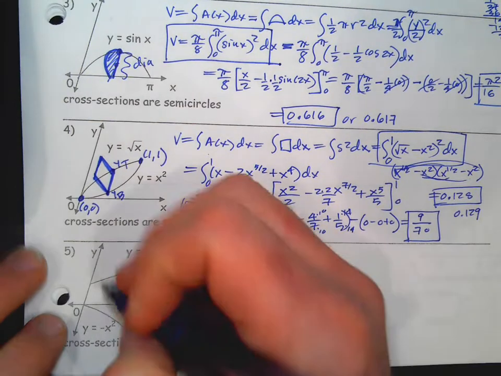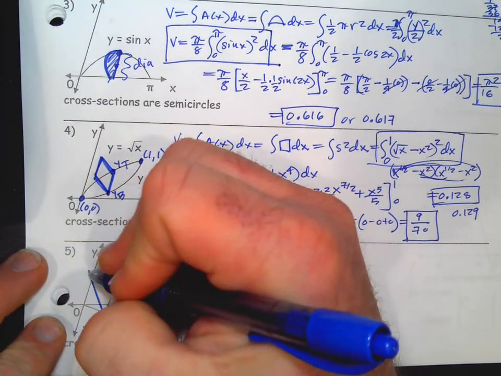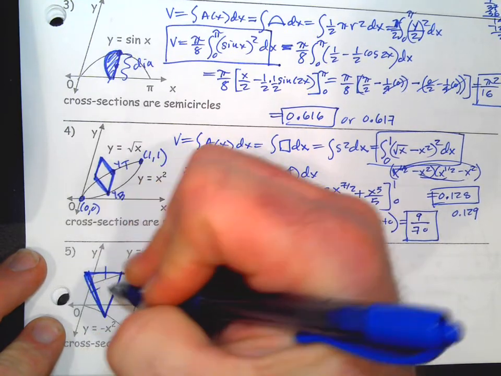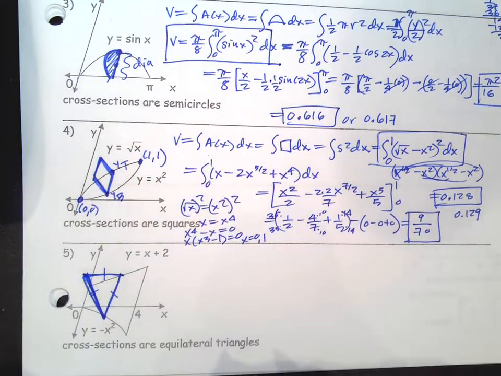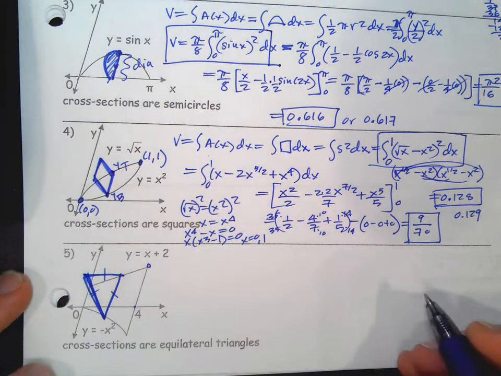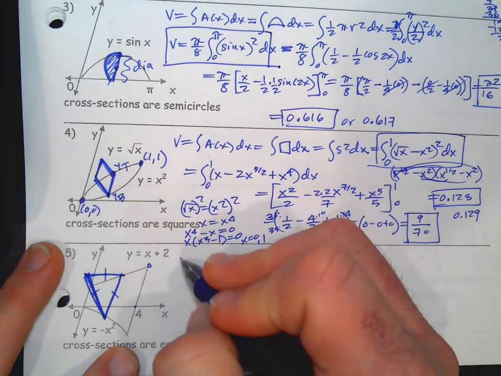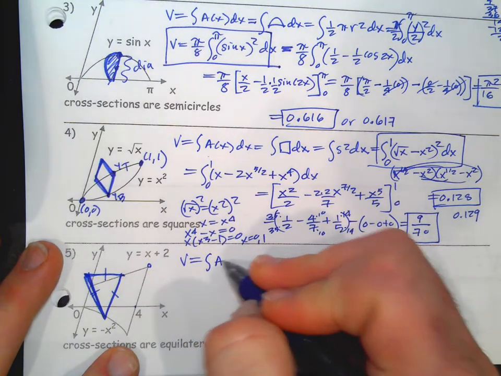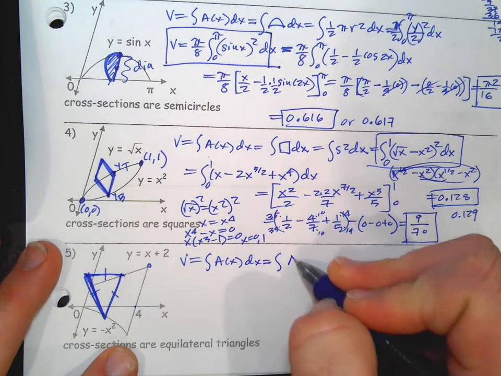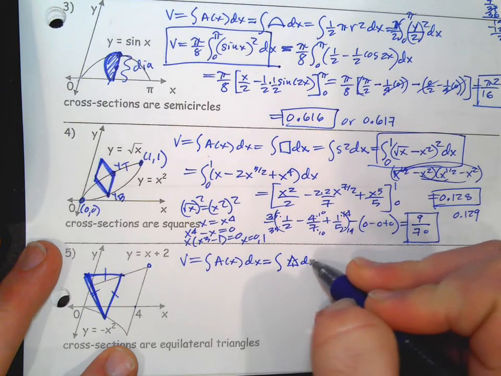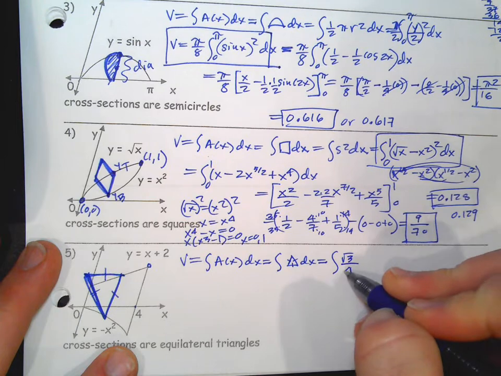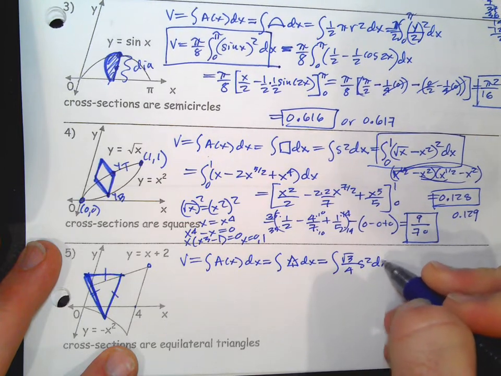Next one, cross sections are equilateral triangles. Let's draw one of them. In the future, you guys are probably going to have to draw these graphs first yourself. I'm going 0 to 4. So we're doing some volume. Area in terms of x, common area, common shapes. It's going to be equilateral triangles, which, like we said before, you can memorize this root 3 over 4 side squared, or you could rederive it, you know.